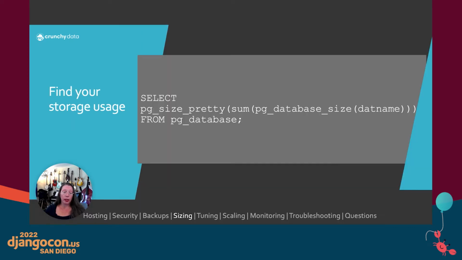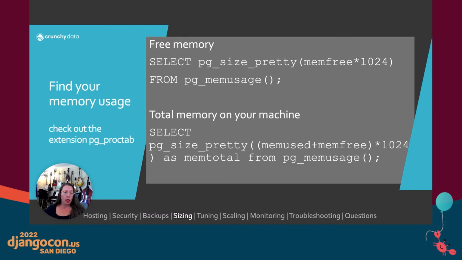I have a quick query here for you to just find out how much storage you're using. And here is a query using the extension pgproctab. This is an extension that will help you pull a few of those kind of operational metrics. So if you're doing the DBA in a pinch job, check out pgproctab. It's pretty helpful. And here's a query to find the free memory and then the total memory on your machine if you don't know that.